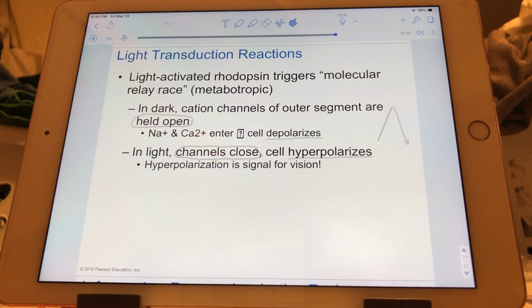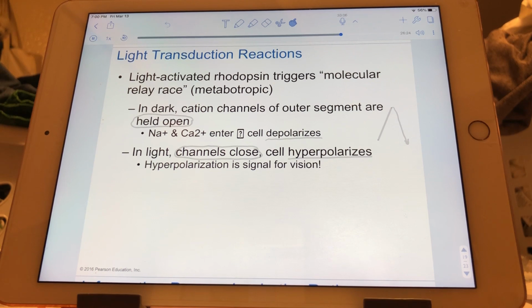When rhodopsin, I'll say photopigment, when the photopigment is exposed to light, and that cis form gets transformed into the trans form, and therefore the trans form of retinol abandons the opsin, that actually starts a whole cascade of reactions, a molecular relay race, or a metabotropic pathway, okay?